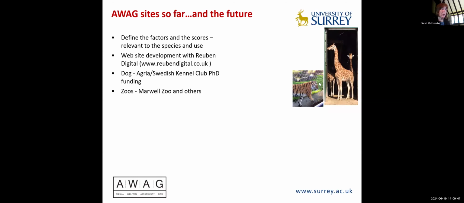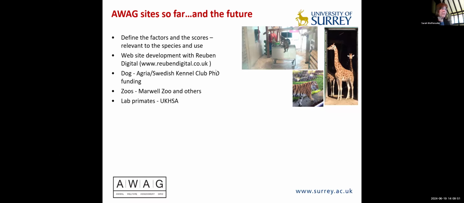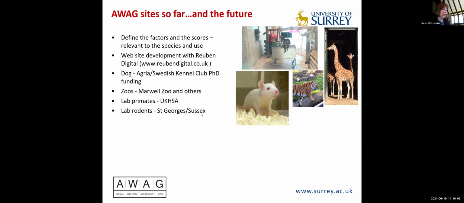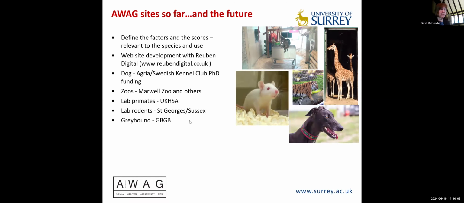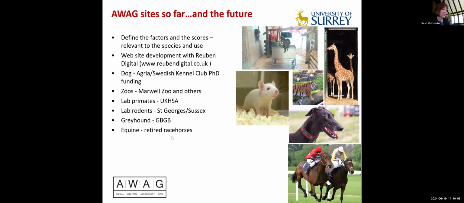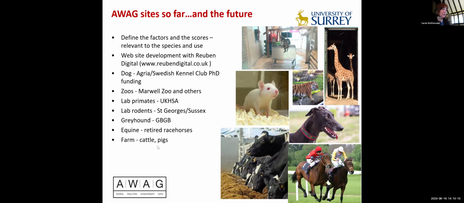We do a lot of work with zoos. Marwell Zoo is the lead zoo on that, that's been dealing with that. With laboratory primates, the UK Health Security Agency, we used the AWAG system to look at the welfare, particularly the primates used for the COVID vaccine development, which is just about to be published, that work. And laboratory rodents, we've done work with that. The Greyhound Board for Great Britain use it as part of their welfare strategy. We've done some work with retired racehorses, and we're now moving into cattle and pigs in the farming situation, because we want to link with telemetric monitoring as precision livestock farming technologies are developed.